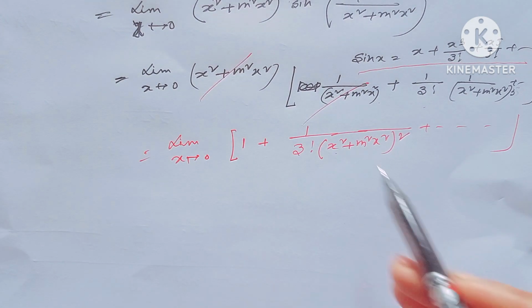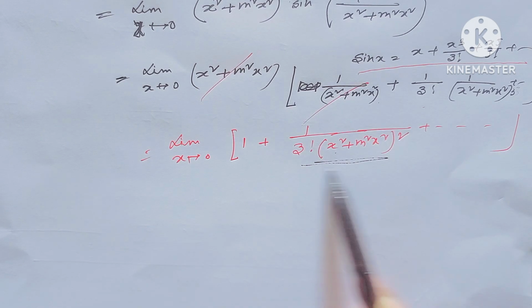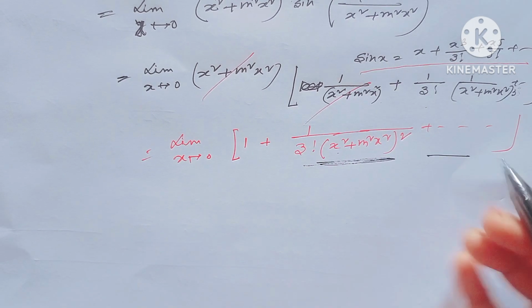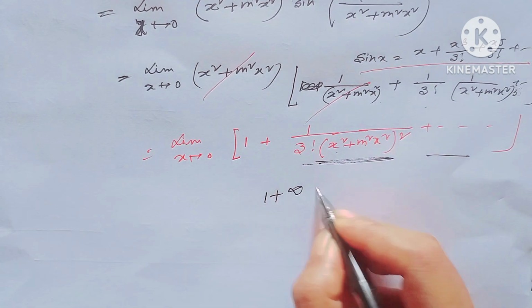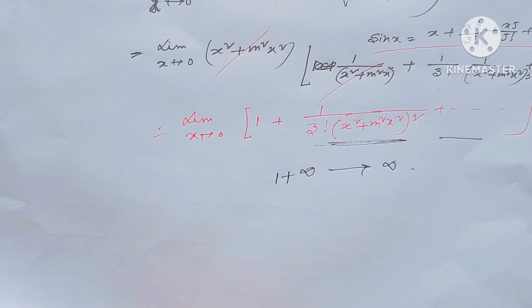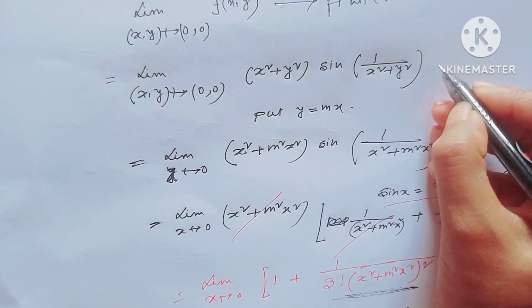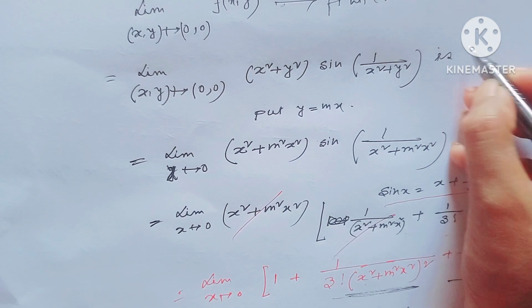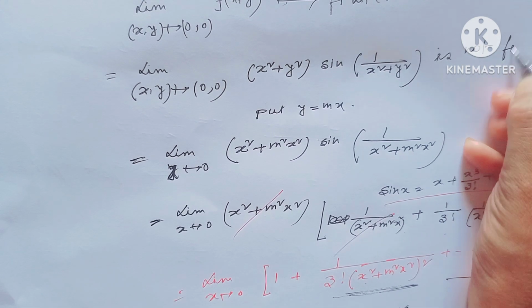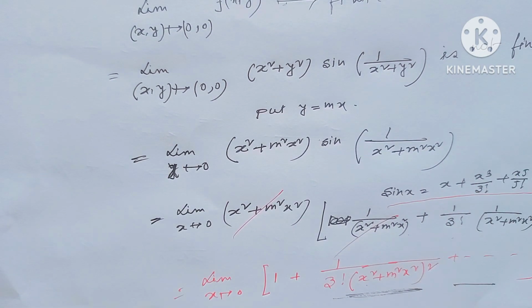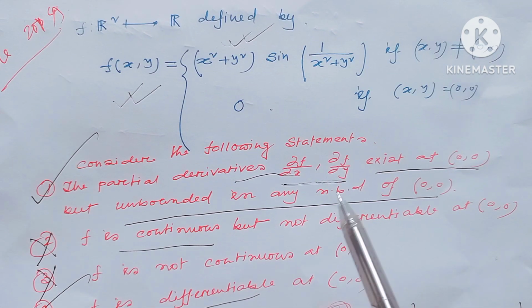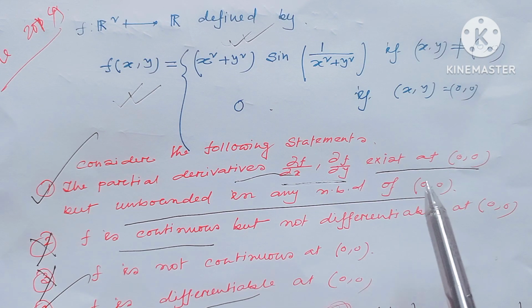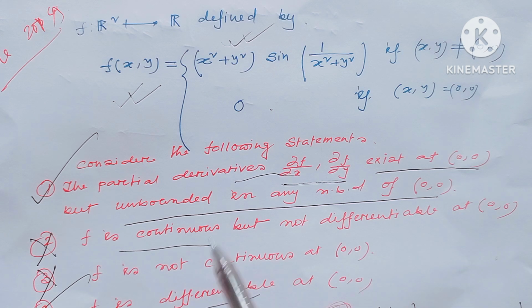And as x goes to 0, these terms go to infinity. Since the value is not finite, the function is unbounded near 0. That means option 1 is also a right option: the partial derivative with respect to x and the partial derivative with respect to y exist at (0, 0), but the function is unbounded in any neighborhood of (0, 0).